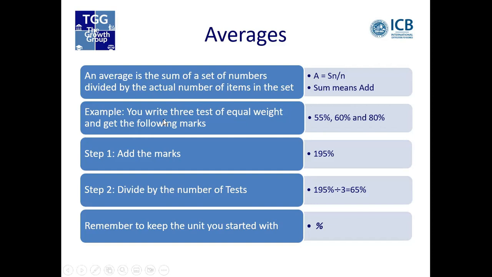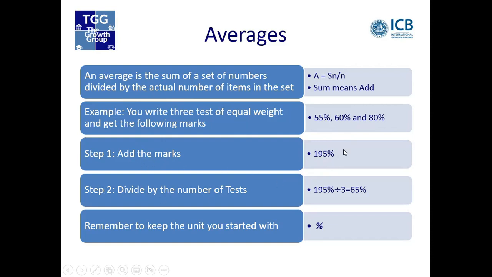Here's the example. You write 3 tests of equal weight and get the following marks. You get 55%, 60%, and 80%. And you now want to know what is the average for these three tests. So what do you do? You add the marks and you get to 195%. Just remember to keep this percentage sign. I'm going to say it here at the end as well.